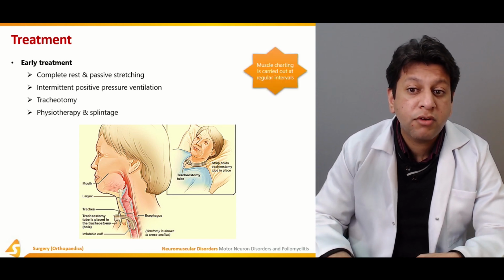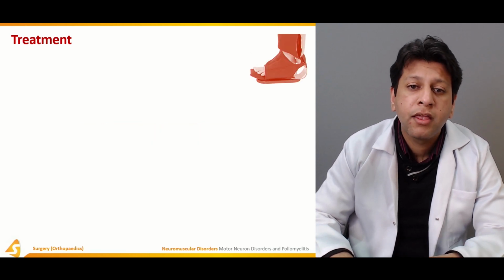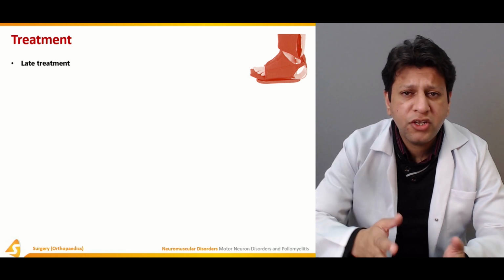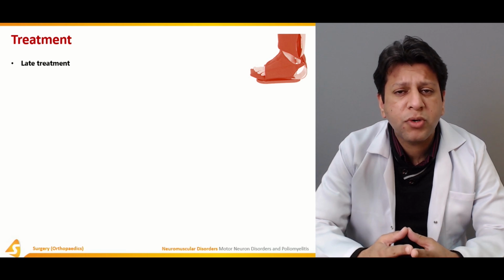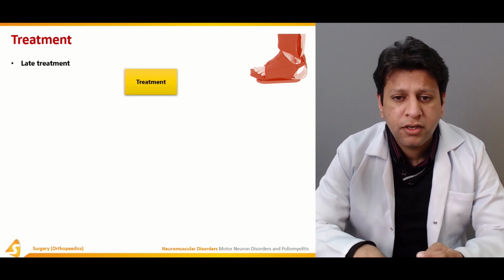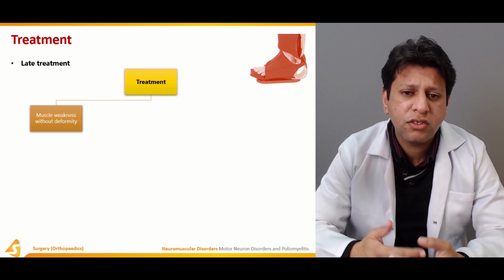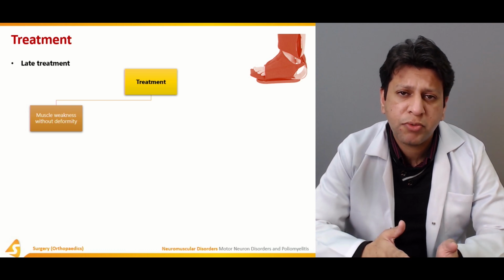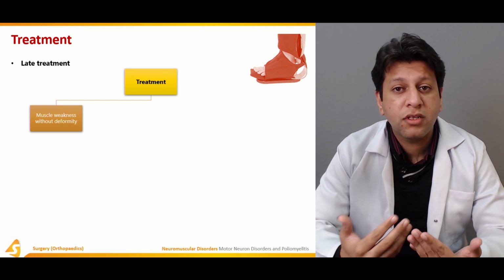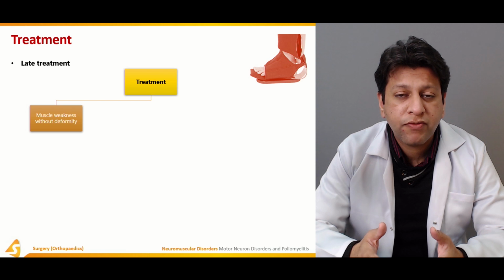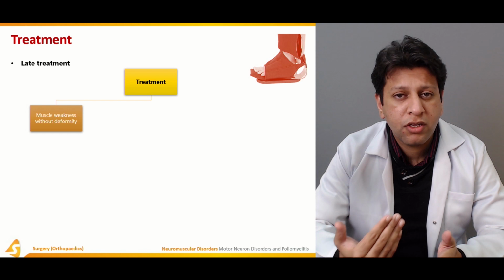Muscle charting is carried out at regular intervals to see how the disease is progressing in these children. Coming to the treatment, initial treatment is symptomatic, but late treatment depends upon what kind of pathology has actually occurred. If the muscles are showing weakness without deformity, there's a different treatment than if deformity is present, or whether the muscles are weak or completely paralyzed, which group of muscles is affected, and whether they're affecting the gait or not. That all determines what kind of option we choose for this patient.